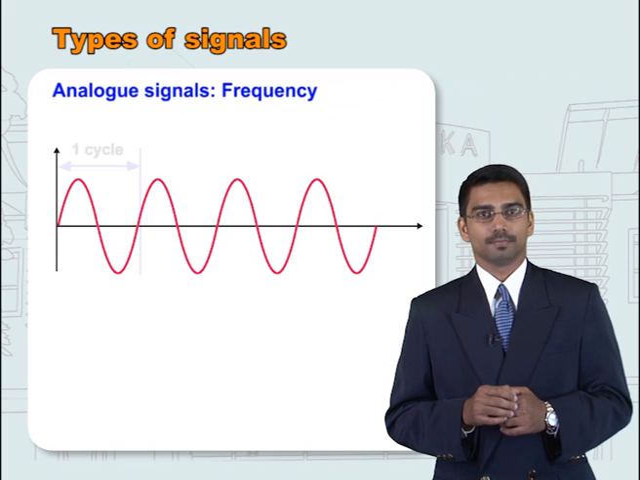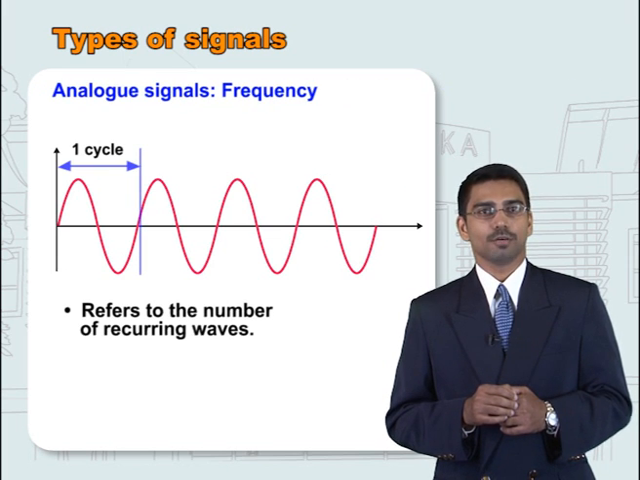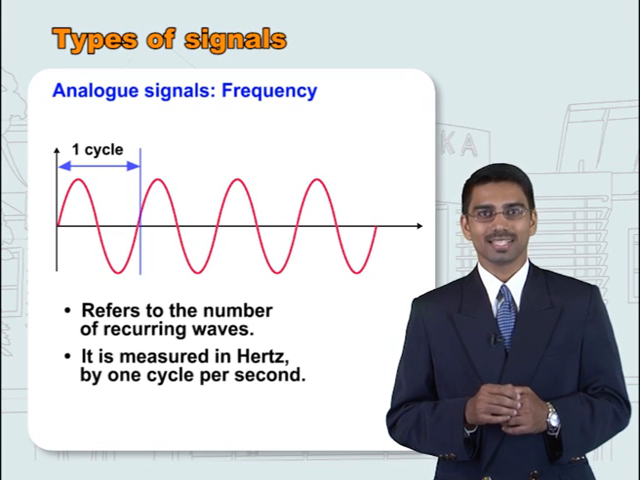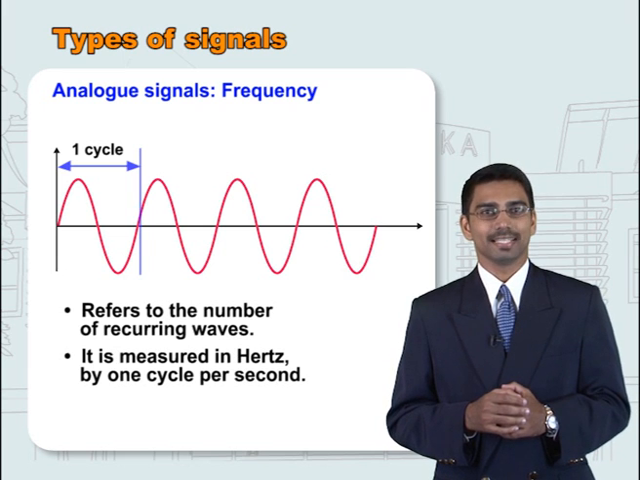The first parameter, the frequency. Frequency is the number of recurring waves. It is measured in hertz by 1 cycle per second. For example, signals with 40 hertz recur 40 cycles per second.